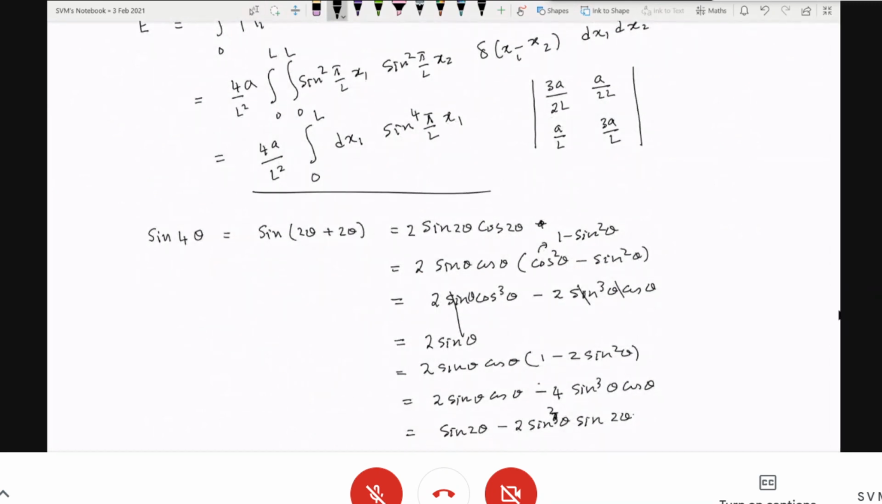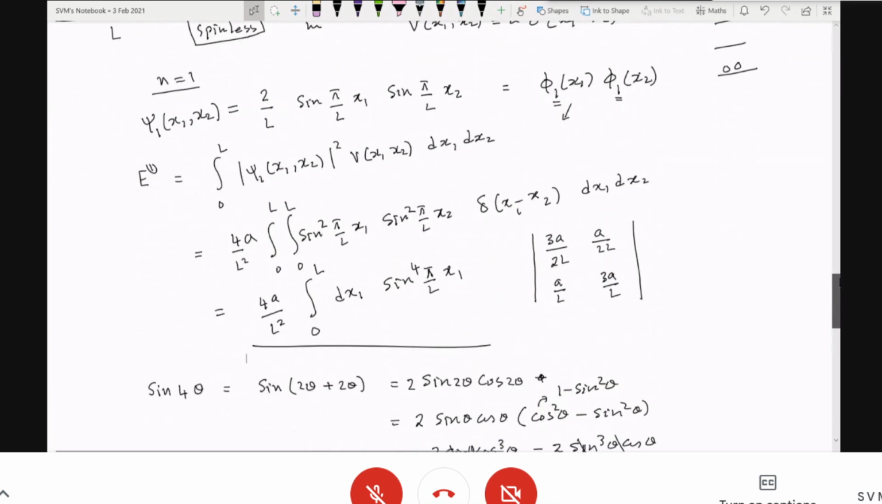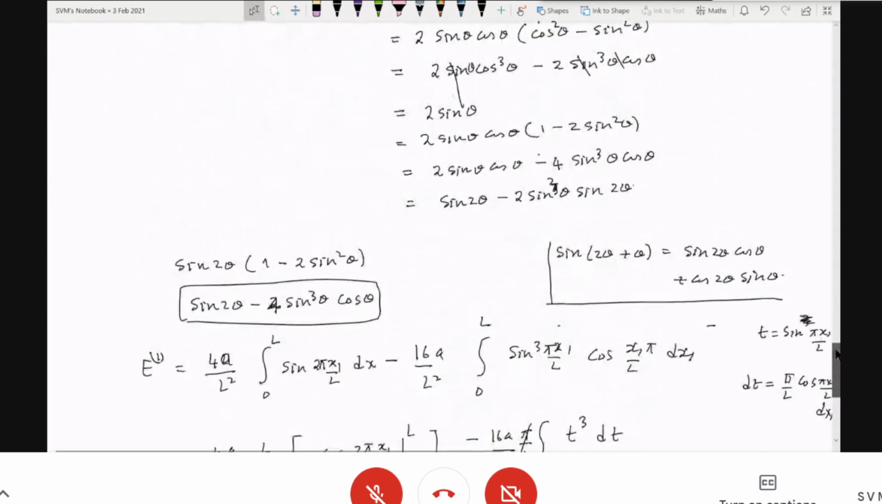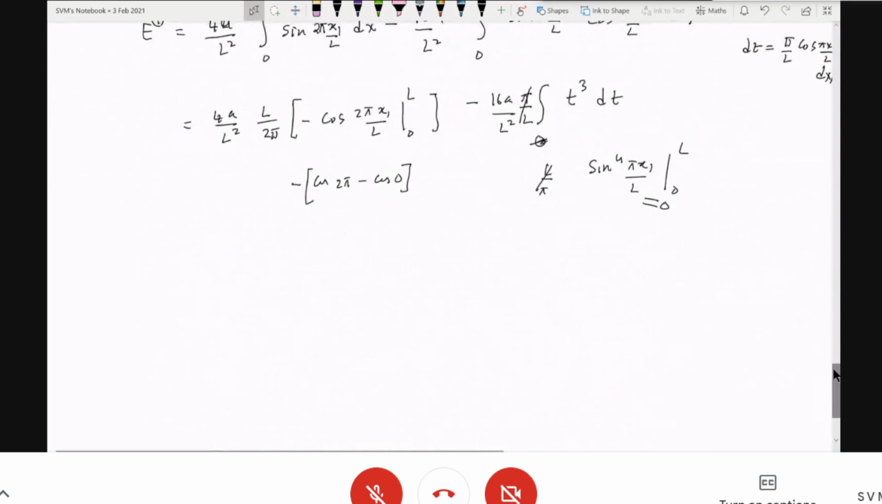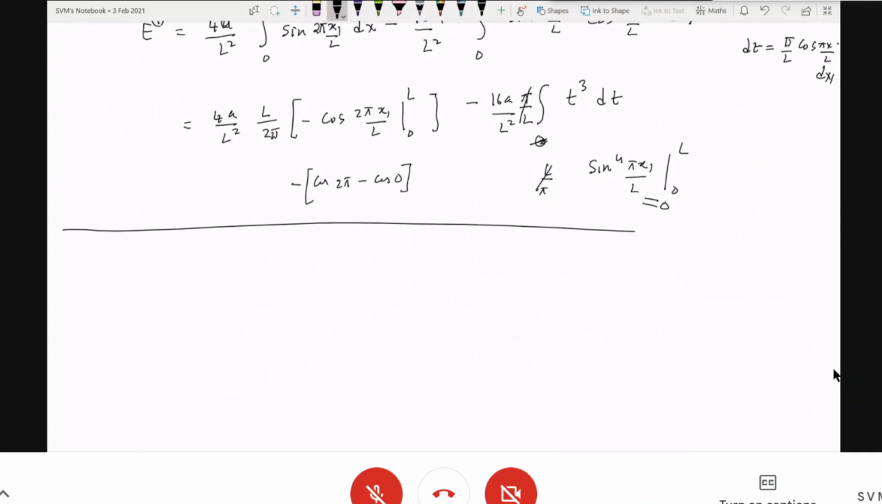Up to this, everything is fine. The only thing is we have to carefully do this integral. Up to that, things are correct. So please try that integral.